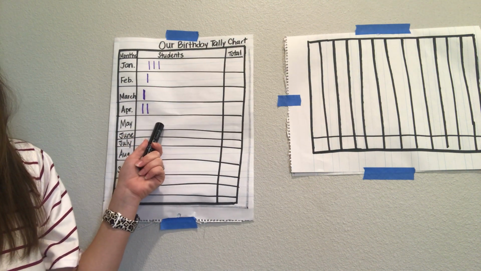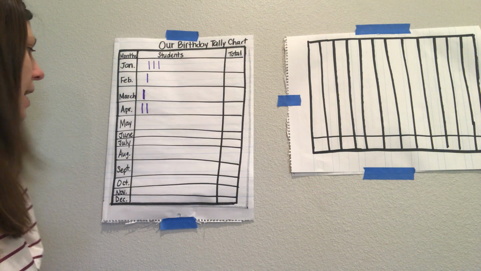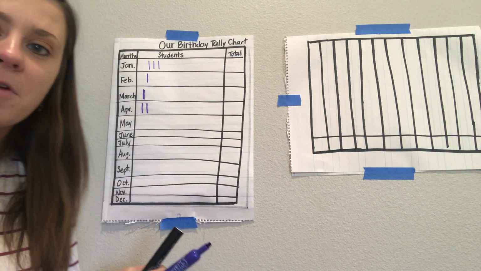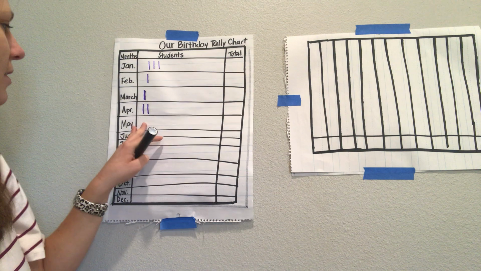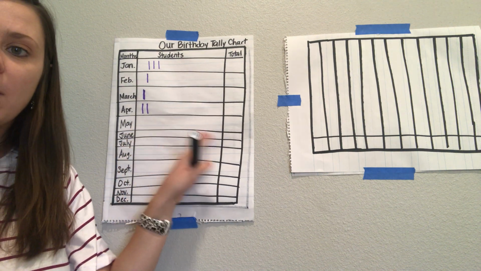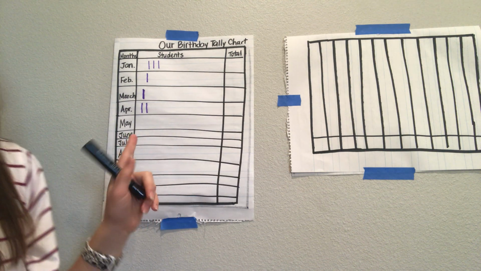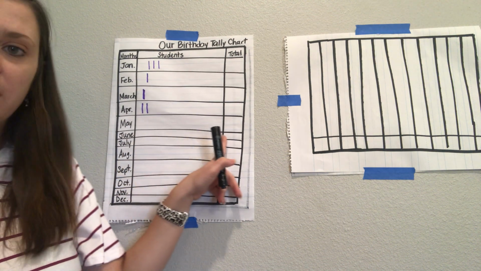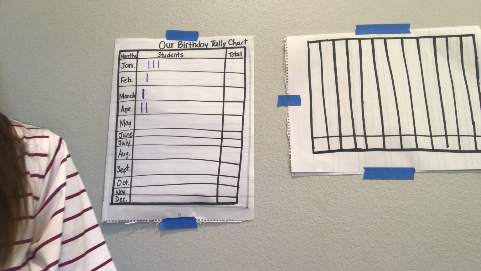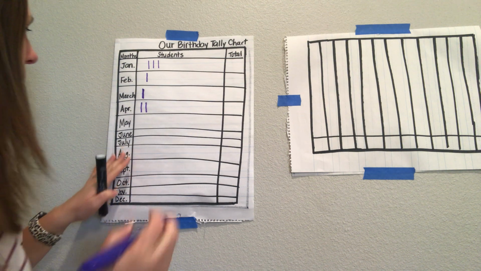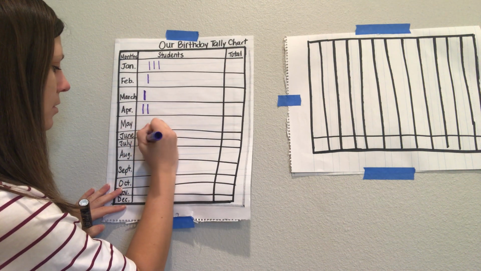In May, there were no students with a birthday. My birthday's in May, but I'm not going to count me for this. This is just for the students. So since there is nobody with a May birthday, we're just going to leave this blank. In June, there are also no birthdays, so we will leave that blank. In July, we have 3 birthdays, so 1, 2, 3.